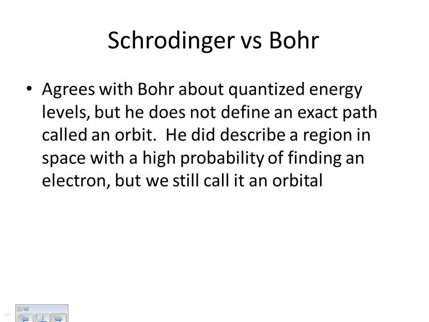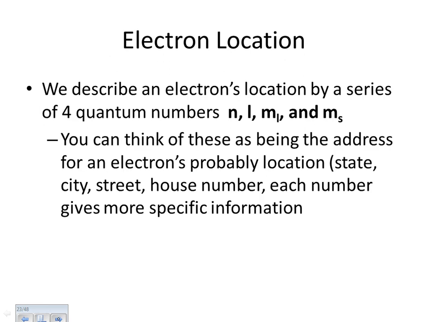So in case you ever come across Schrodinger, they play a lot with him and what he did in Big Bang Theory. But the big part about Schrodinger is that he agrees with Bohr about certain things. For instance, he agrees with Bohr about energy levels, but he doesn't think there's an exact path. But he does describe a region with high probability, and we still call that an orbital. So they're the same but different, not a big deal.